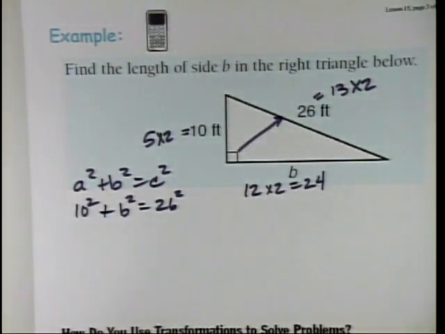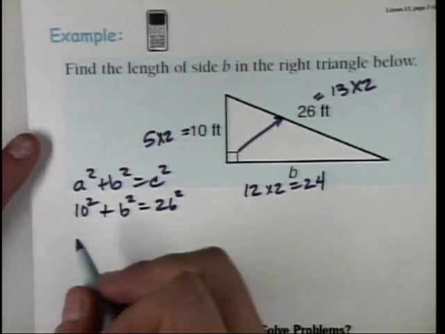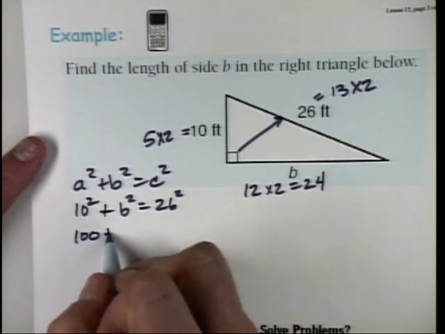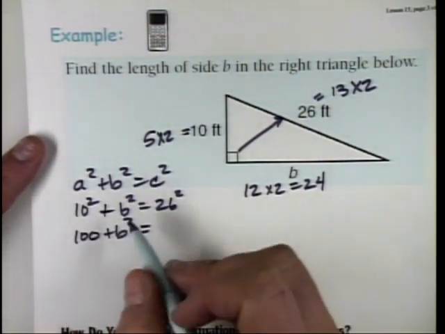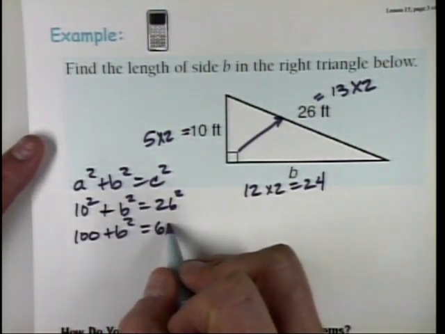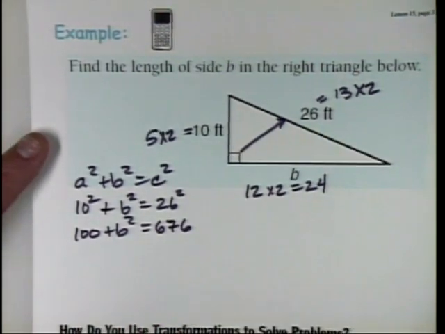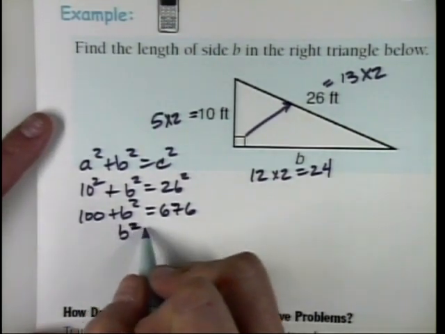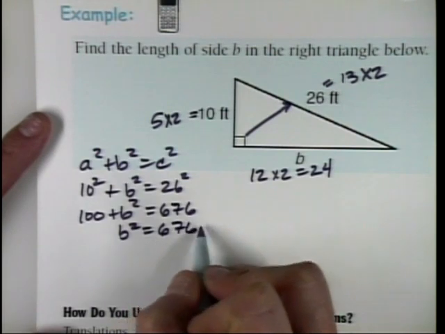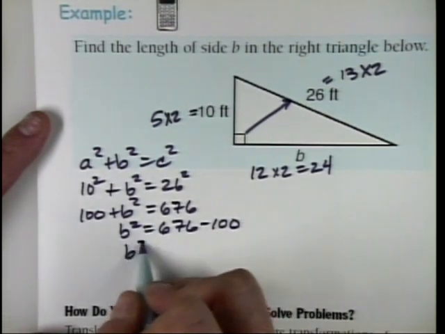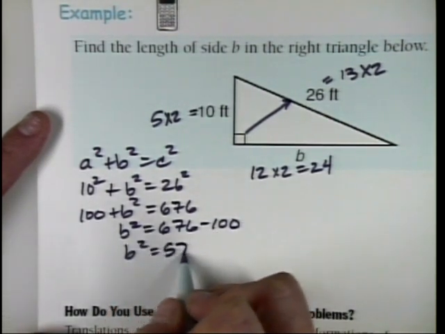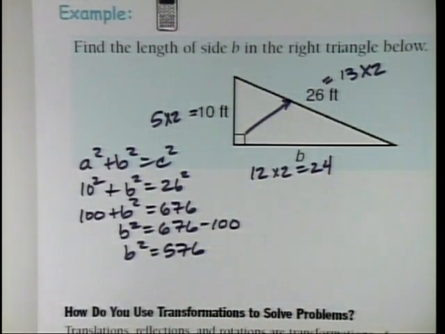And so now with the help of the calculator, you can square both sides. 10 squared is 100, plus b squared equals 26 squared, which is 676. Now I need to solve for b squared by subtracting 100 from both sides, and I get b squared is going to equal 576. Now, how do you solve for b in this case?